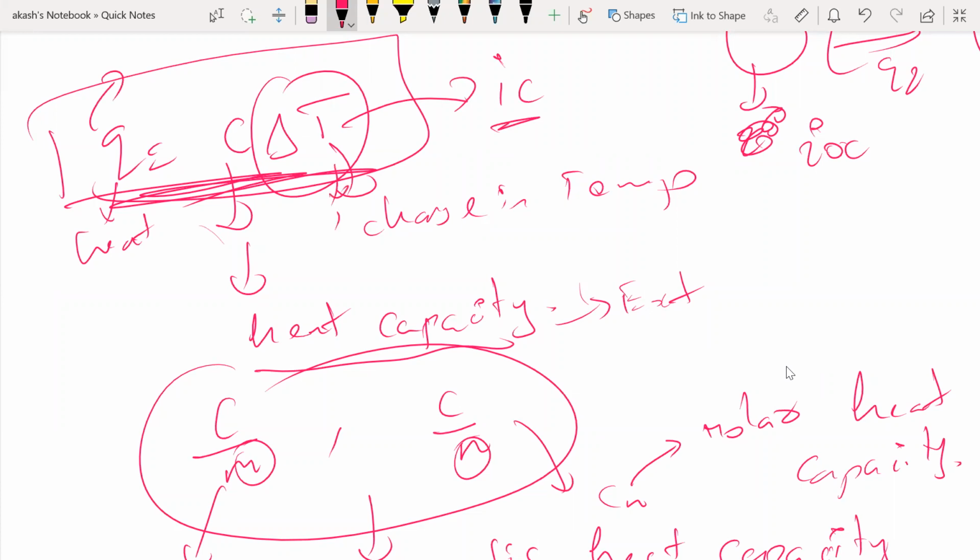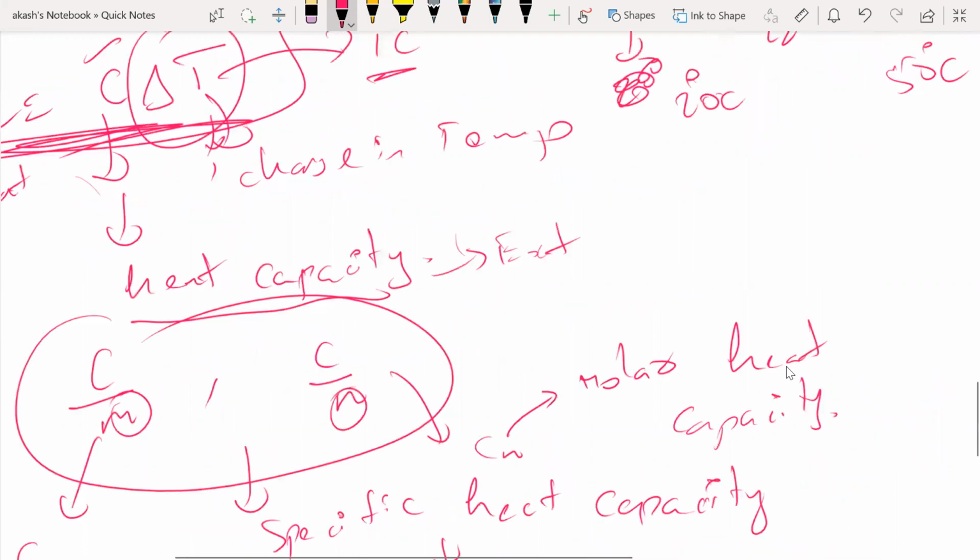And if I put delta T is equal to 1, what happens? Q is equal to C. Isn't that so? It is the heat energy which is required to raise the temperature of the substance by 1 degree Celsius. But the amount of substance should be 1 gram, obviously. You take 1 gram of substance, you heat it to a certain extent where the temperature becomes raised by 1 degree Celsius. In that process, the amount of heat energy supplied is nothing but your heat capacity.